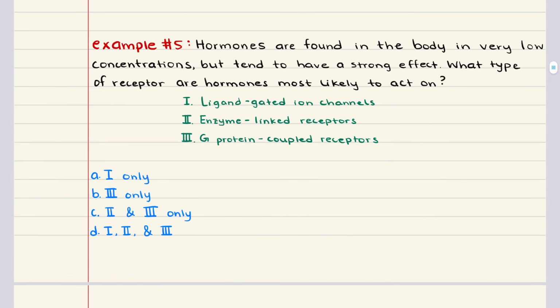Problem 5 says, hormones are found in the body in very low concentrations, but tend to have a strong effect. What type of receptor are hormones most likely to act on? Statement 1 says ligand-gated ion channels. Statement 2 says enzyme-linked receptors. And statement 3 says G protein-coupled receptors.